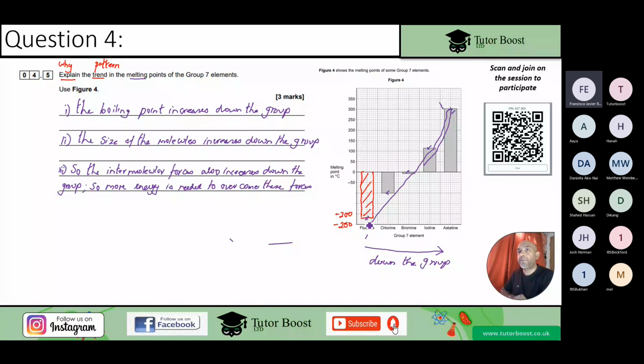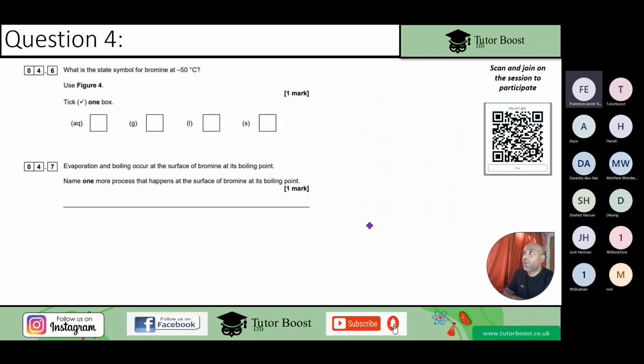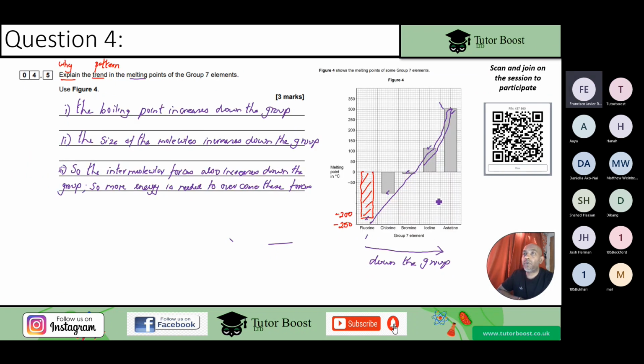So next question. 4.6. What is the state symbol of bromine at minus 50? The state symbol. So for that, you will need to have a look at bromine in the bar graph. So if you look at bromine, what is it at minus 50? So remember, when you are looking at the bar graph for this, which is minus 5, no, minus 10, because there's only 5 boxes here.